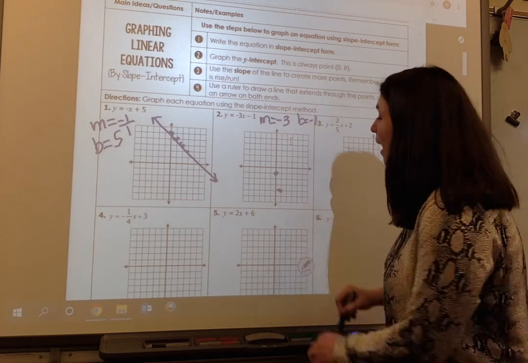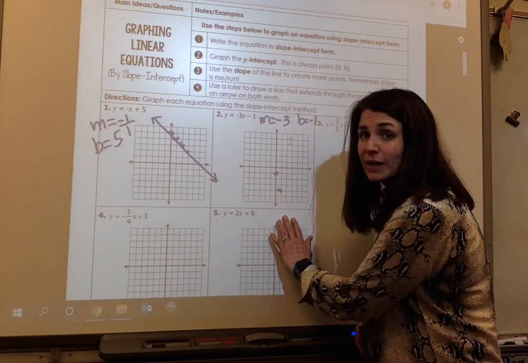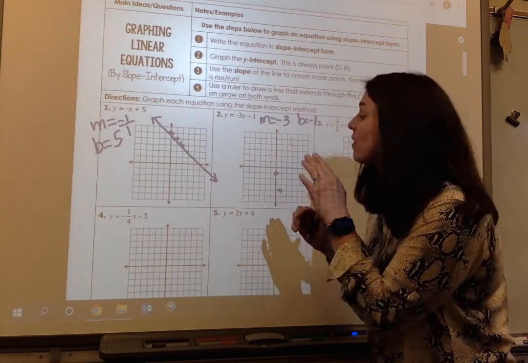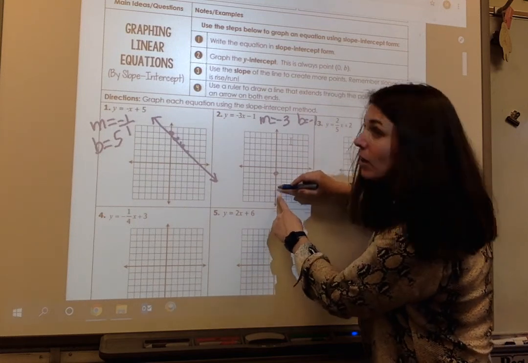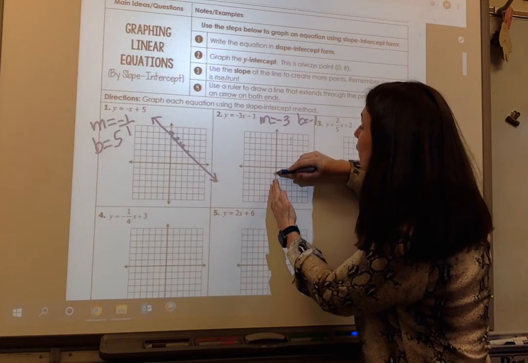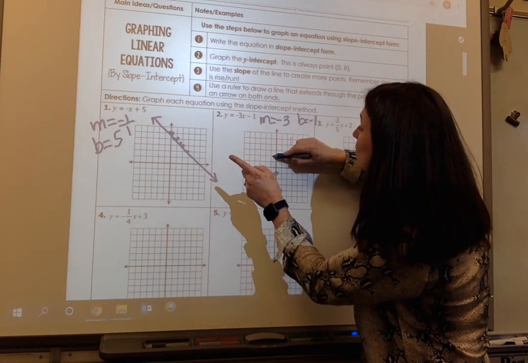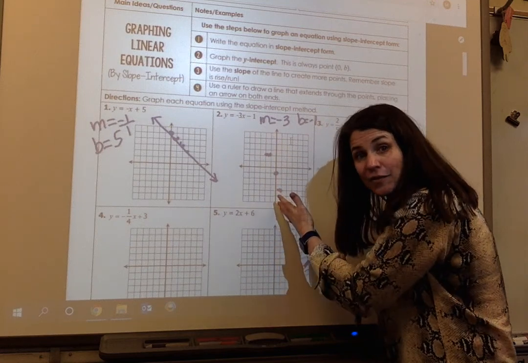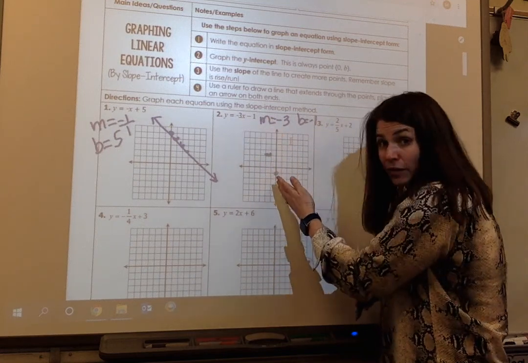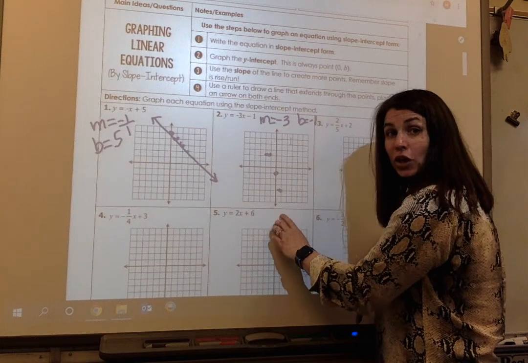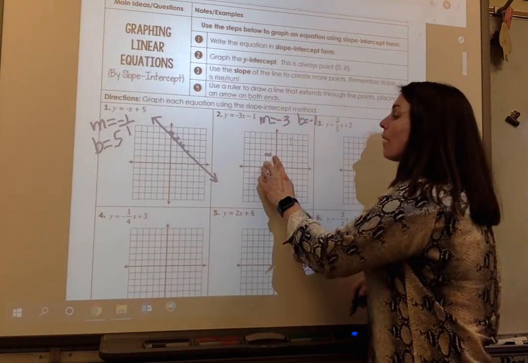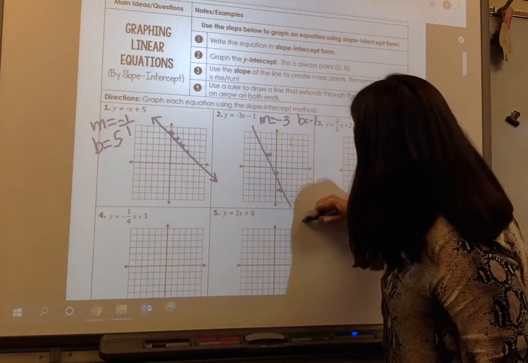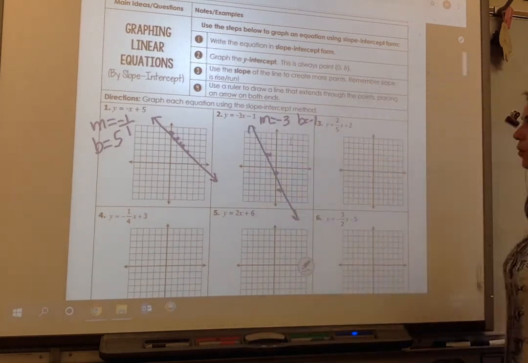Down 3, run 1. Now, if it goes off the page and you can't tell, you can reverse order it, but you got to reverse everything. So if you don't want to go down, but you want to go up 3, and it's negative, just make sure you run to the left because it still needs to be that negative direction. My skier's going downhill. So if it runs off the page here, reverse the order. You're going to go up and then to the left. It still makes it negative. And then I take my ruler and I go all the way through.